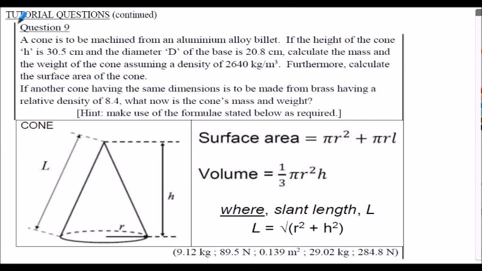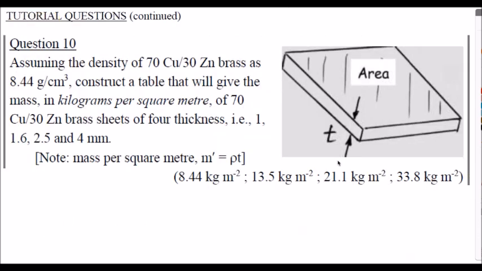Finally, I will leave you with a couple of questions to attempt on your own. This is question 9. I'll let you read the question at your own pace. The answers are shown at the bottom here. And also question 10. Again, I'll let you review this at your own pace. Answers are shown in the bracket.